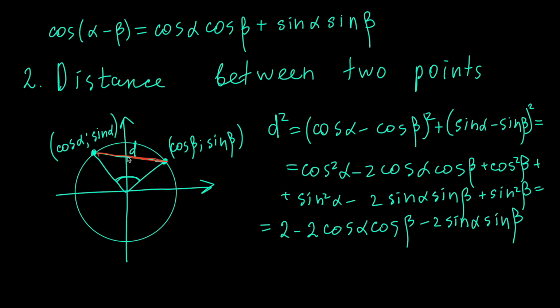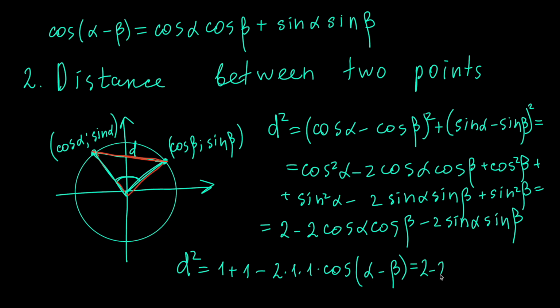Now the other way to express the square of this distance is to use cosine rule in this triangle. So by cosine rule, d squared equals 1 plus 1 because these two sides are equal to 1 because this is a unit circle, minus 2 times 1 times 1 times cosine of an angle between these two sides. So it's cosine of alpha minus beta. So we have 2 minus 2 cosine of alpha minus beta.